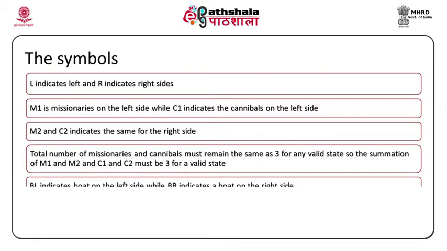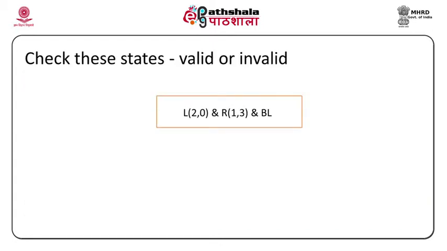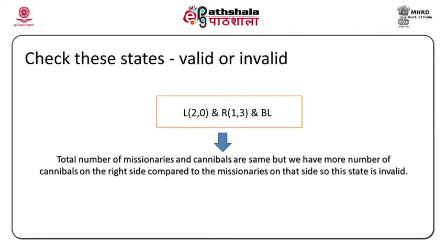Okay. Now, looking at this description, let us see whether these states are valid or invalid. Let me know. L20, R13 and BL, is it valid? Okay, there are a lot of things. M plus L, 2 plus 1, 3, 0 plus 3, 3. Number of missionaries, number of cannibals, great, they are still 3. But the other requirement, 3 is greater than 1? Yes, that is not allowed. Number of missionaries more than number of cannibals is not allowed. So, this is an invalid state.